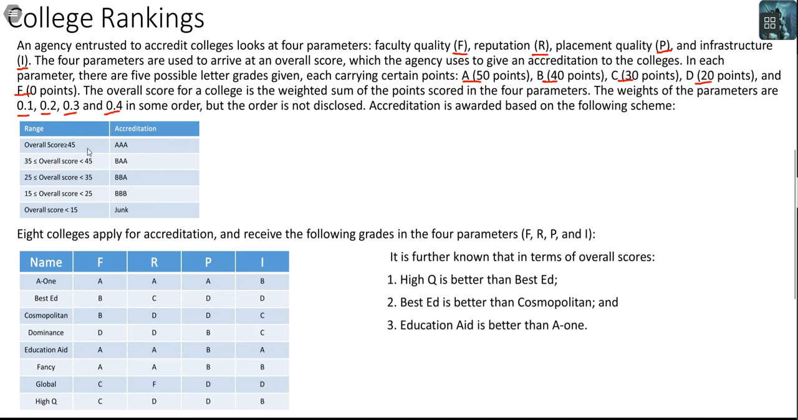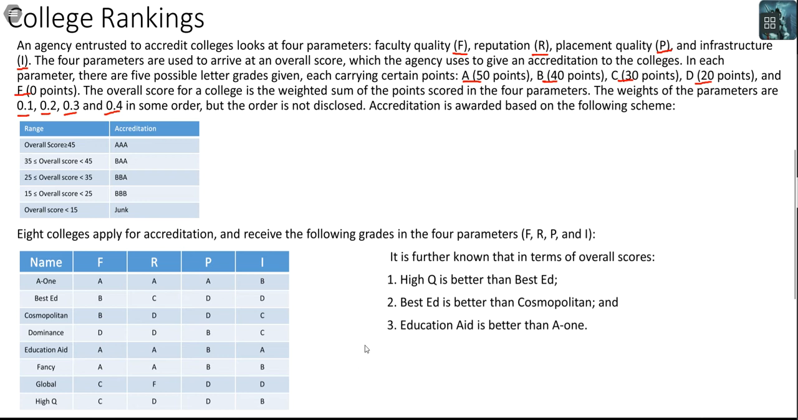You have a range, so greater than 45 gets you accreditation A, 35 to 45 range BA, and so forth. 8 colleges apply for accreditation and receive the following grades in the four parameters F, R, P, I. It is further known that in terms of overall scores, there are some clues given in order to interpret.